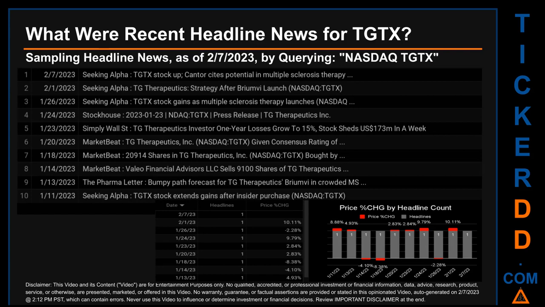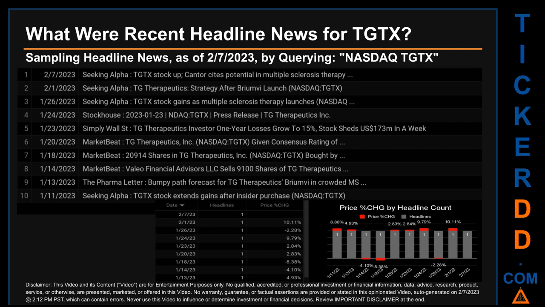The latest publication was actually today, Tuesday, February 7, 2023, when Seeking Alpha published the headline that read, TGTX stock up, Cantor cites potential in multiple sclerosis therapy. The oldest publication was on Wednesday, January 11, 2023, 1 month and 27 days ago, when Seeking Alpha published the headline that read, TGTX stock extends gains after insider purchase. The latest publication date of Tuesday, February 7, 2023, was actually the day with the highest percentage change in price. It saw a price jump of 10.11%.